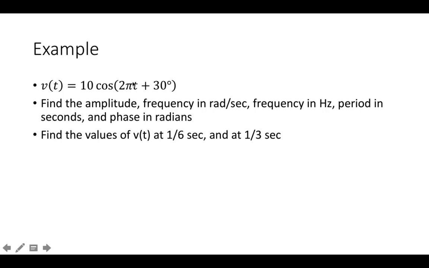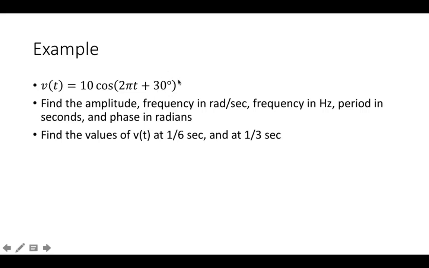The frequency in radians per second, look at what multiplies t. It's 2 pi, so it's 2 pi radians per second. The frequency in hertz we would get by dividing that by 2 pi. So the frequency in hertz is 1 hertz, or 1 cycle per second. The period is 1 over the frequency, so it's 1 over 1, or 1 second. And then the phase is given as 30 degrees.